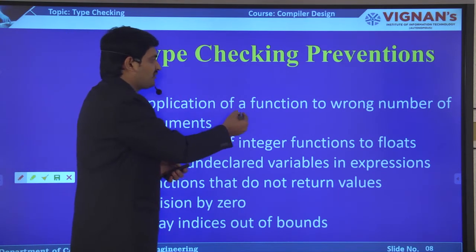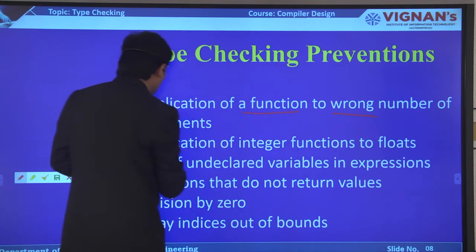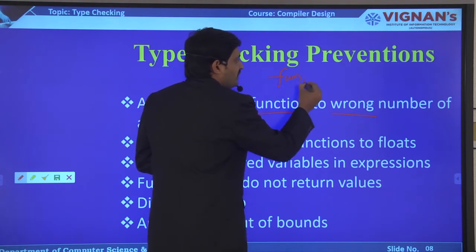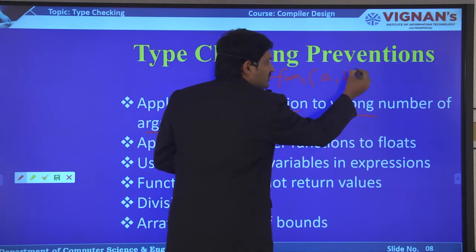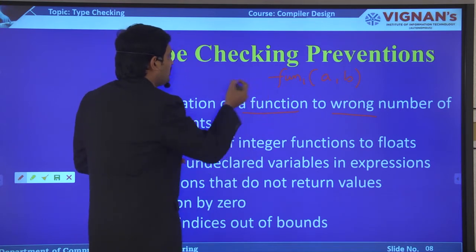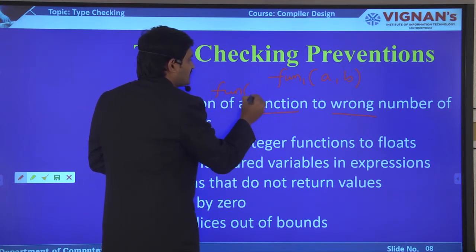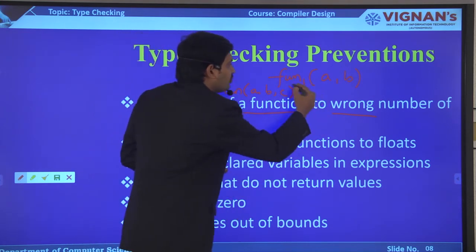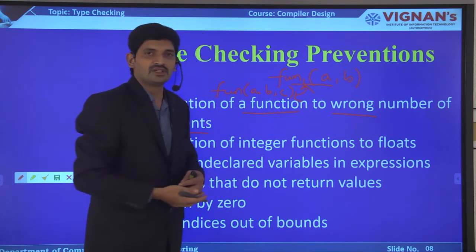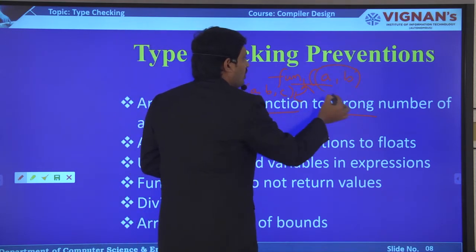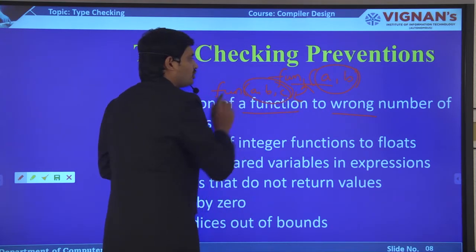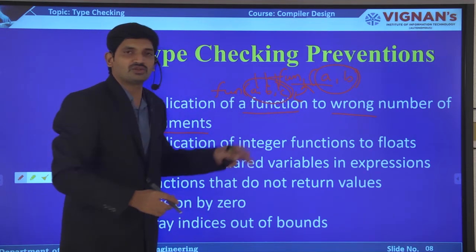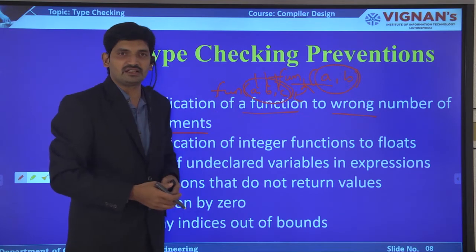The first one is application of a function to the wrong number of arguments. That means if I define function1 with only 2 arguments, but when I am calling it, I use, let us say, 3 arguments. So definitely it is going to generate an error, because here there are 2 arguments but here 3 arguments are given. That means I passed 3 arguments, so definitely it generates an error.